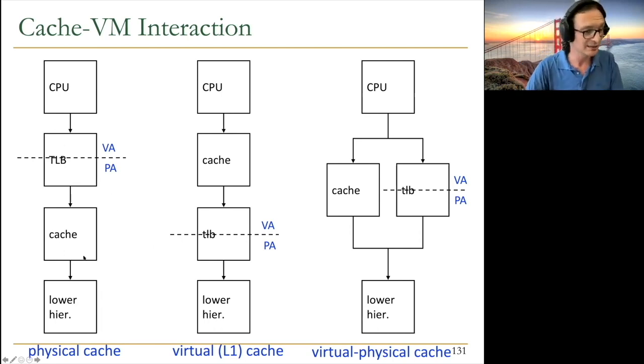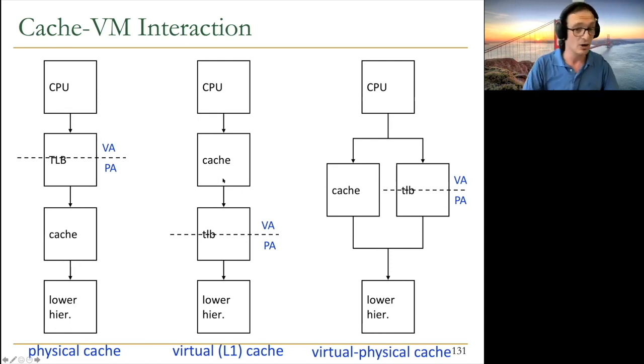It could be physical, meaning the access of the cache happens after the virtual to physical address translation. You don't have the homonym and synonym problems, but you have a huge latency overhead. You need to access the cache, you need to go through TLB. And we discussed that first level cache is very latency sensitive. So you don't want to do that. In general, this is not done.